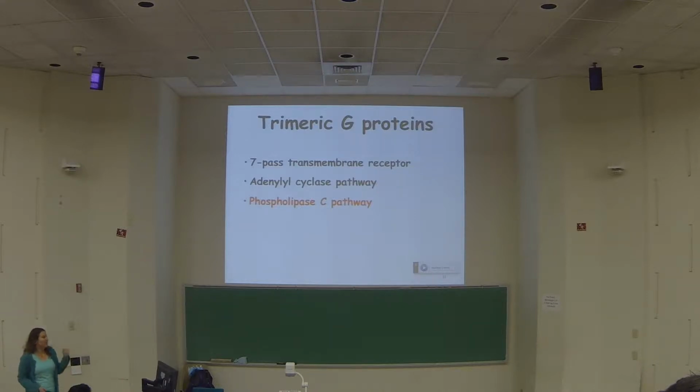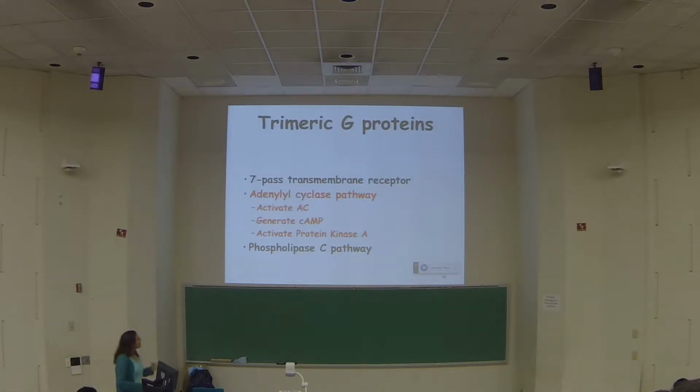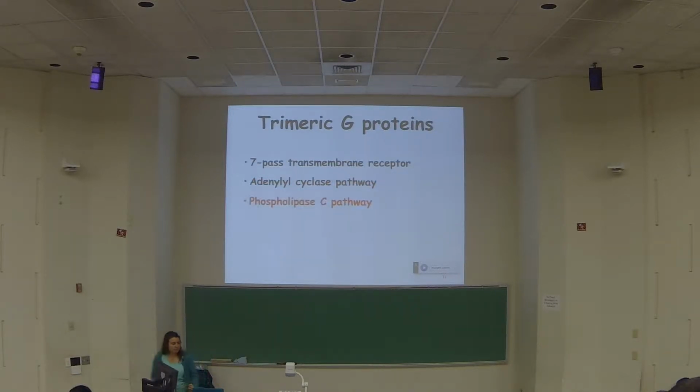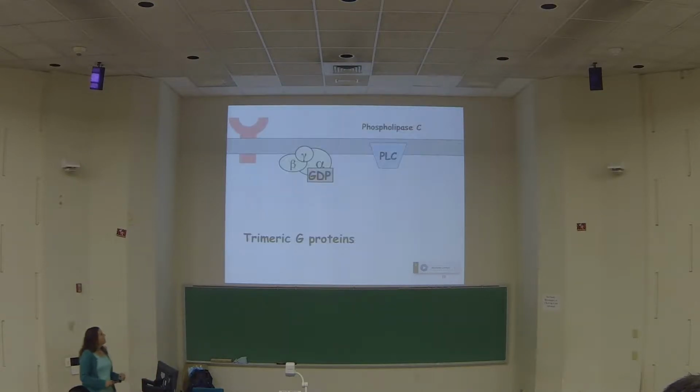All right, so that's what we went over for the adenyl cyclase pathway. Let's take a look at how this works for the phospholipase C pathway. We're still talking about G protein pathways, so it's a very similar start. We have a GPCR, a G protein coupled receptor, that's going to bind some extracellular, so outside the cell, ligand signal to activate it.